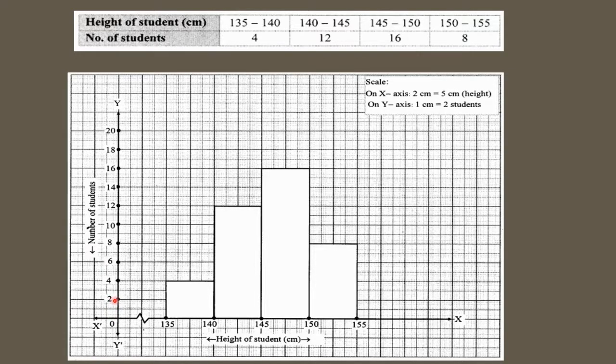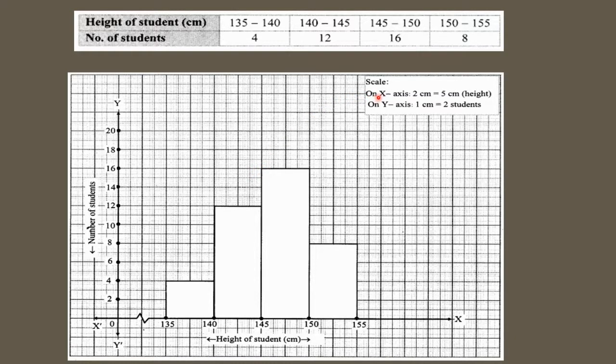And here the class 135 to 140 is 4, and 140 to 145 is equal to 12, and 145 to 150 is 16, and 150 to 155 is 8. Shape of the bar is rectangular. Each bar you have to keep with equal width. And scale also mark it here.